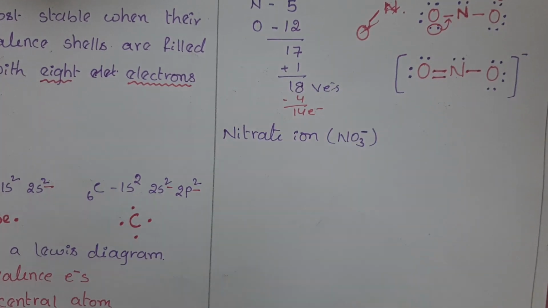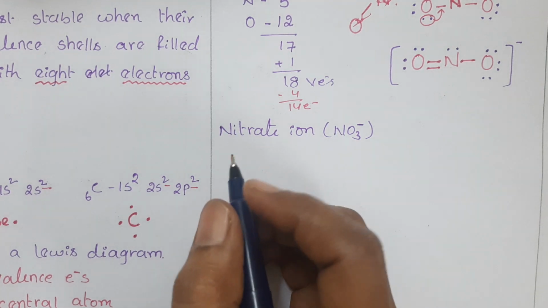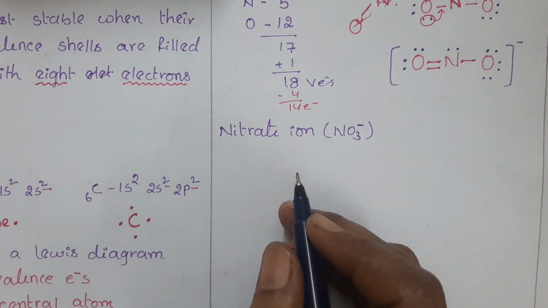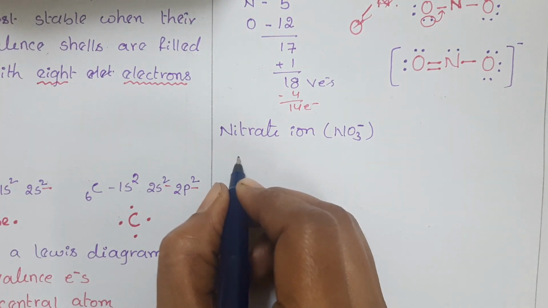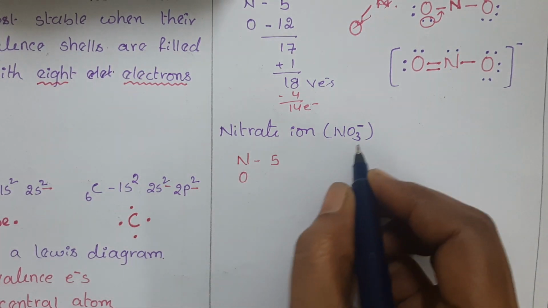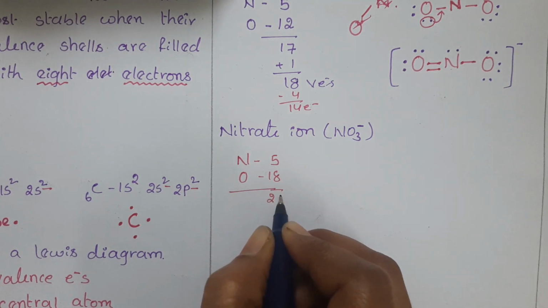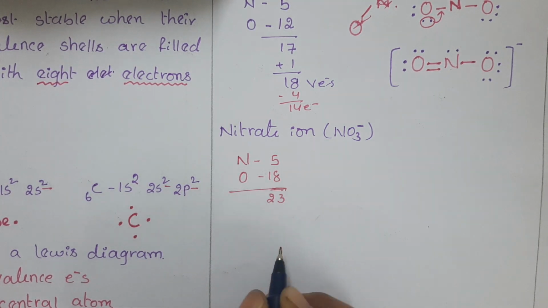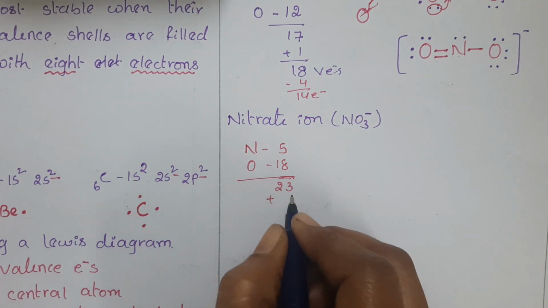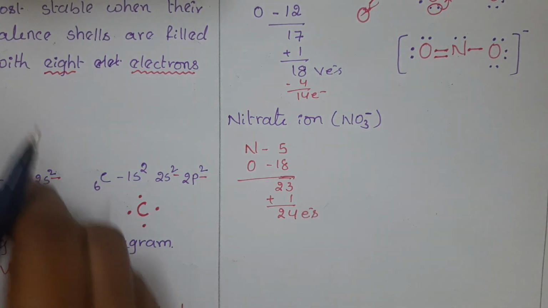Now let us see the Lewis diagram for nitrate ion. So nitrate ion is NO3 minus. So what is the first step? Count all the valence electrons. Nitrogen contains 5 and oxygen contains 6. 6 × 3 is 18. So totally 23 electrons, and a negative charge is there, so we have to add that electron also. So the total number of valence electrons is 24.